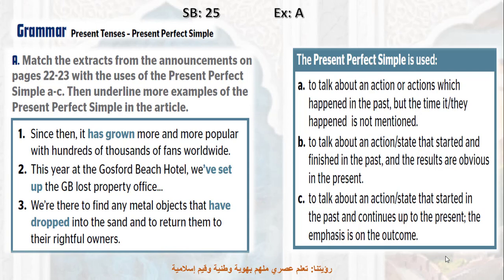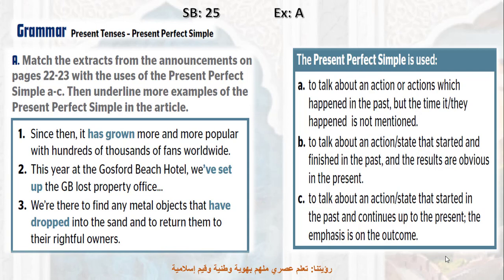Now we'll move to the left. Number 1, since then it has grown more and more popular with hundreds of thousands of fans worldwide. Number 2, this year at the Gosford Beach Hotel, we have set up the GP Lost Property Office. Number 3, we are there to find any metal objects that have dropped into the sand and to return them to their rightful owners.